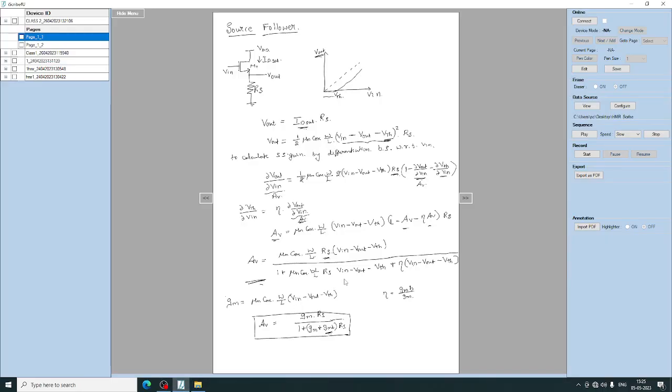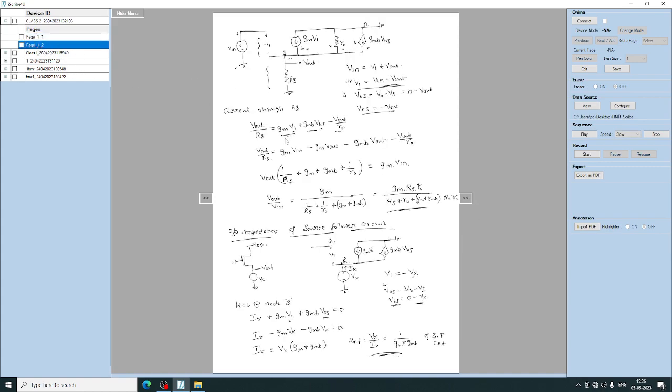Yes, hello everyone. In the previous class, we discussed the source follower circuit, the common drain or source follower circuit, and its input-output characteristics. The input is shown in a dotted line, and the output follows the input after a certain voltage, which is the threshold voltage. We calculated the expression for the gain, AV, which is GM into RS upon 1 plus GM plus GMB into RS. So this is what we have come across.